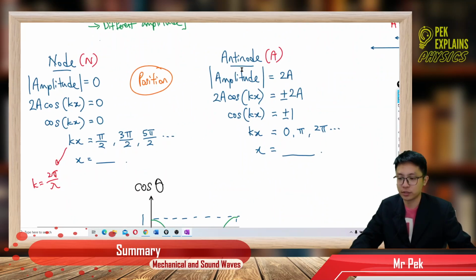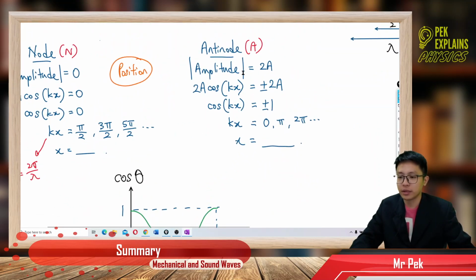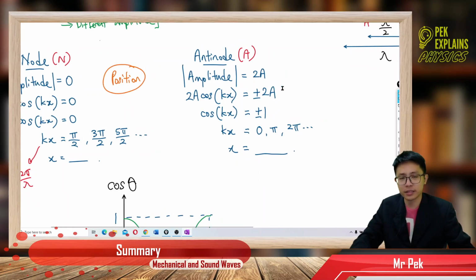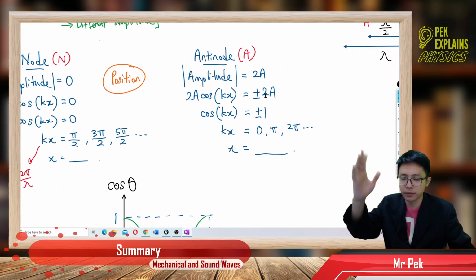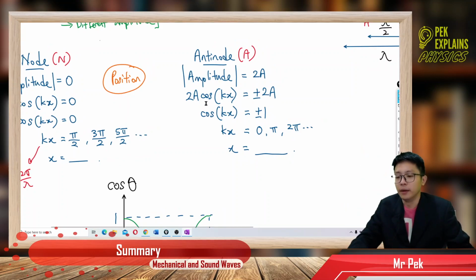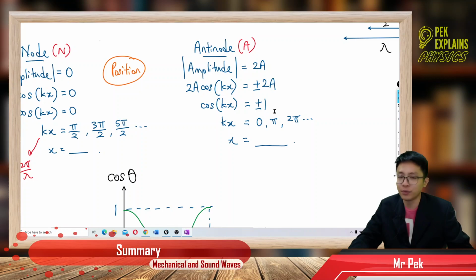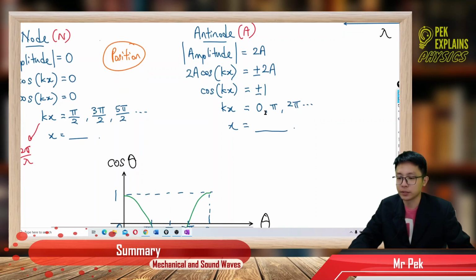Now for the antinodes, amplitude is 2A. Modulus, okay? So to remove the modulus, this becomes positive and negative 2A. Okay, as I said just now, sometimes the amplitude is positive, sometimes negative. Okay, so divide by 2A. So cos kx equal to positive or negative 1. So when is cos theta equal to positive 1 or negative 1?